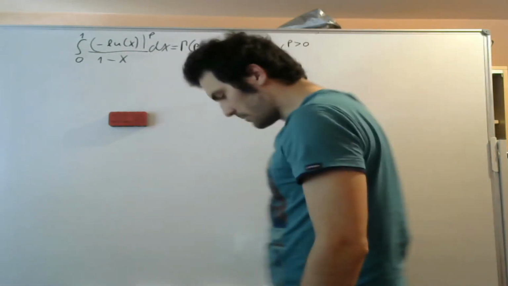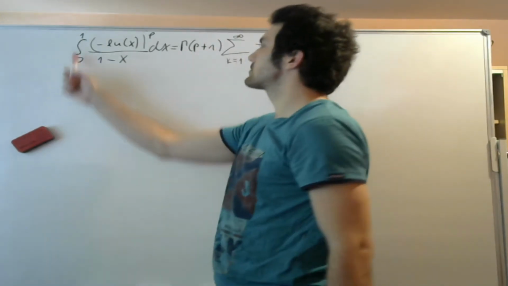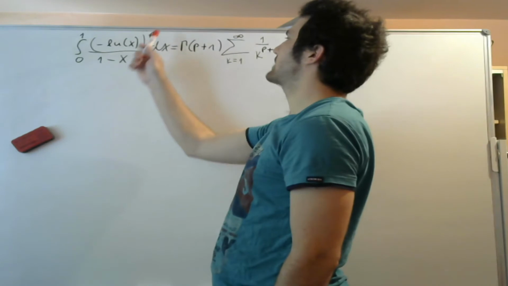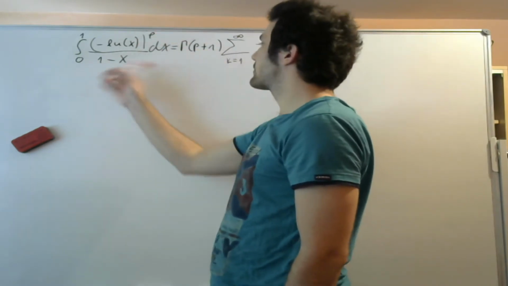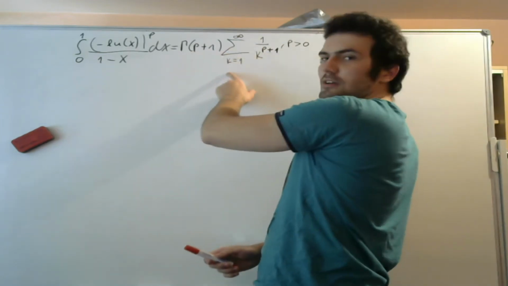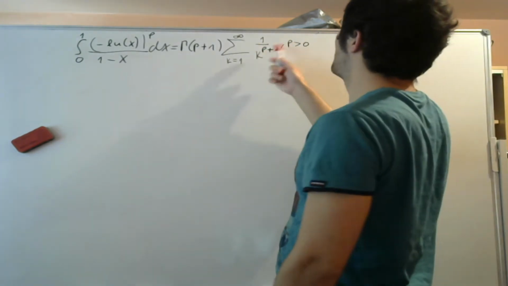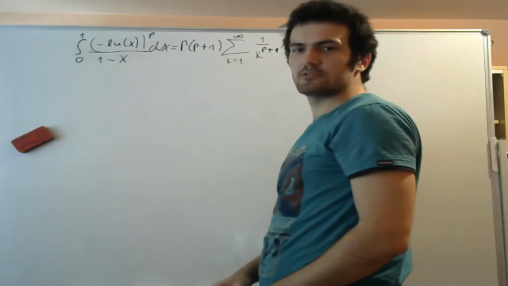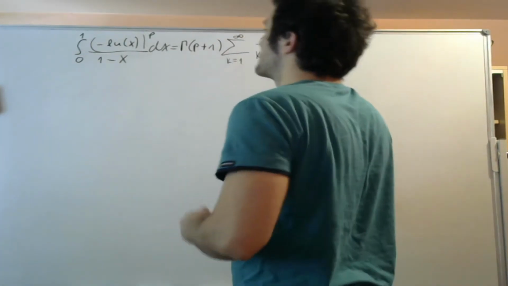In this video we will prove this equality: the integral from 0 to 1 of (minus ln x) to the power of p over 1 minus x dx equals gamma of p plus 1 times the sum running from k equals 1 to infinity of 1 over k to the p plus 1, for p greater than 0. Alright, so how will we do this?